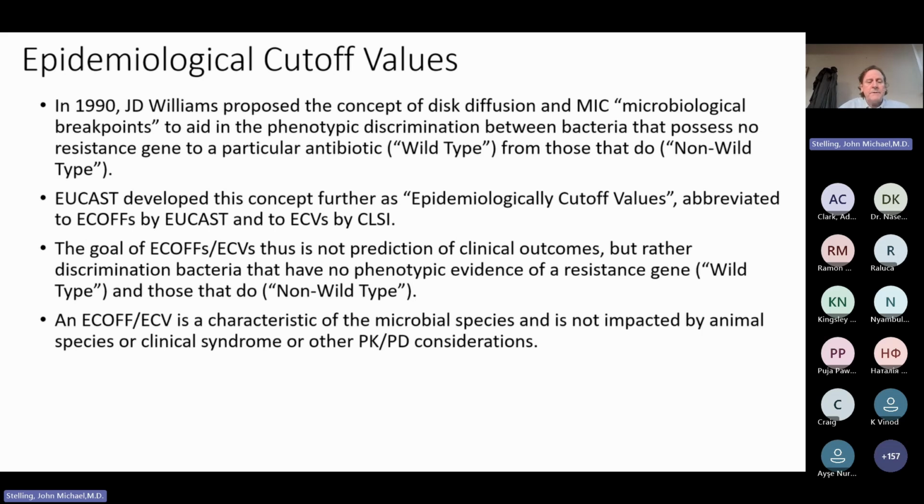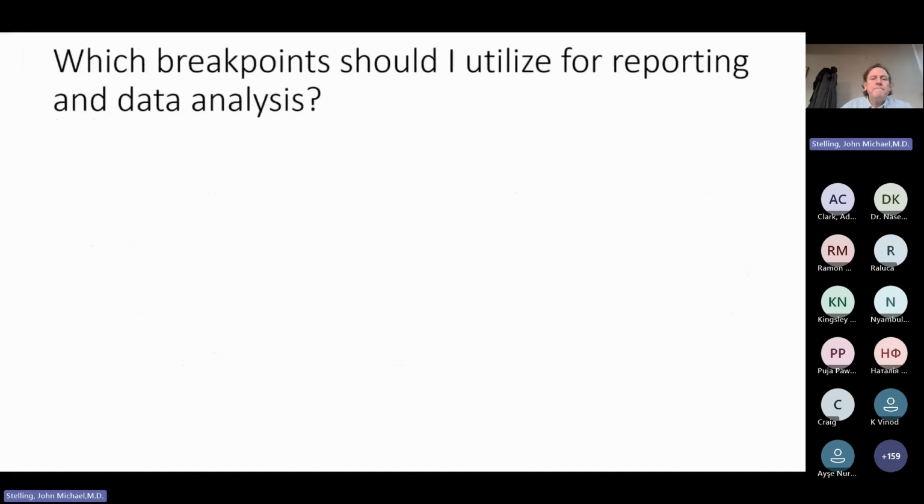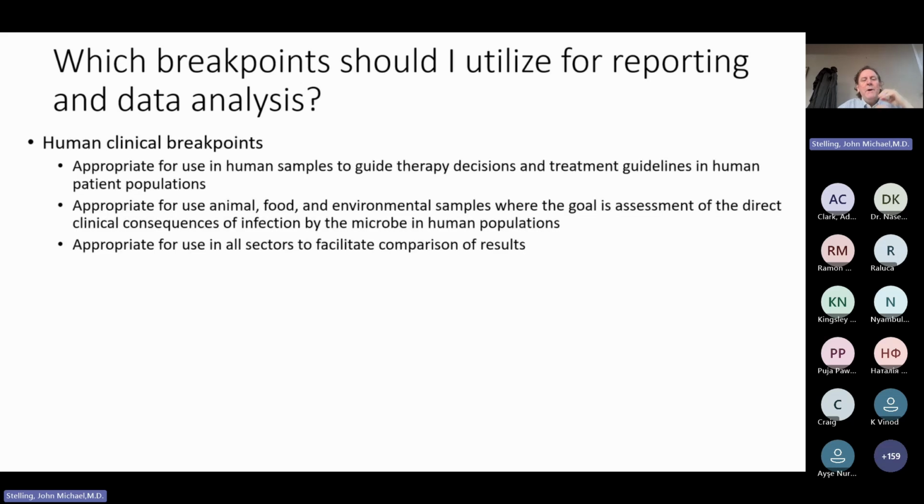PK/PD considerations. For bacteria with a low degree of resistance, and I gave some examples earlier, it would be common for an organism to be, quote unquote, microbiologically resistant, which was J.D. Williams' terminology, but still clinically susceptible, meaning the antibiotic should still work. So which breakpoints should I use for reporting and data analysis? Well, some people say, well, if I'm working in animal health, I should obviously use the animal breakpoints. I say, well, it's not so obvious, and I'll give examples.